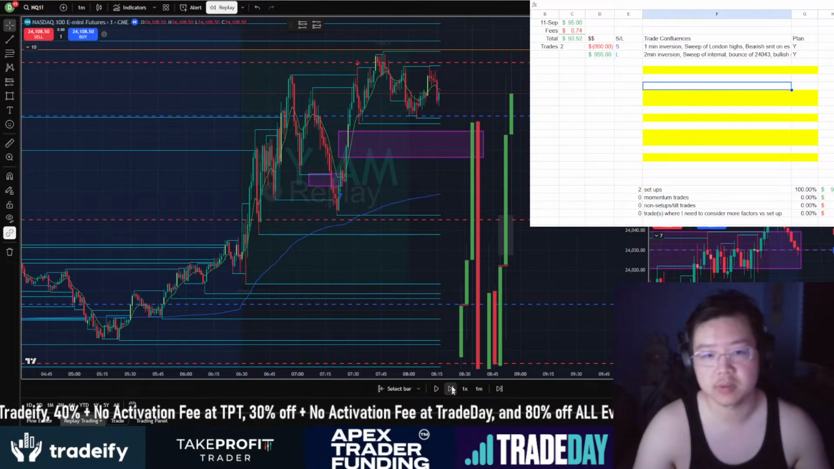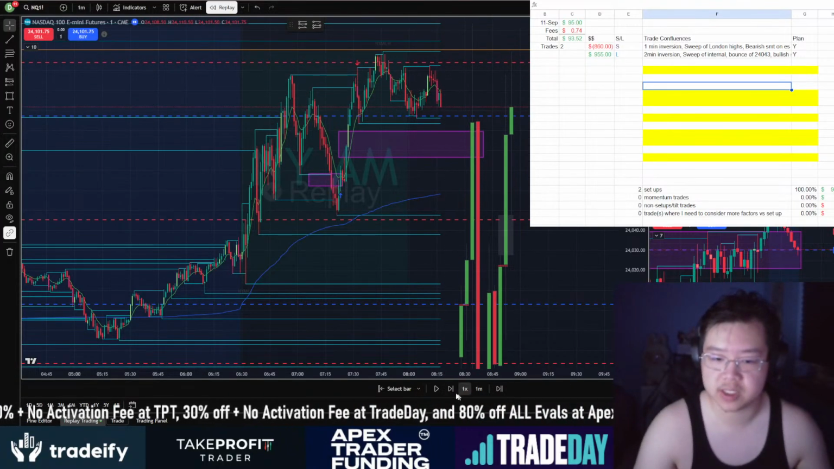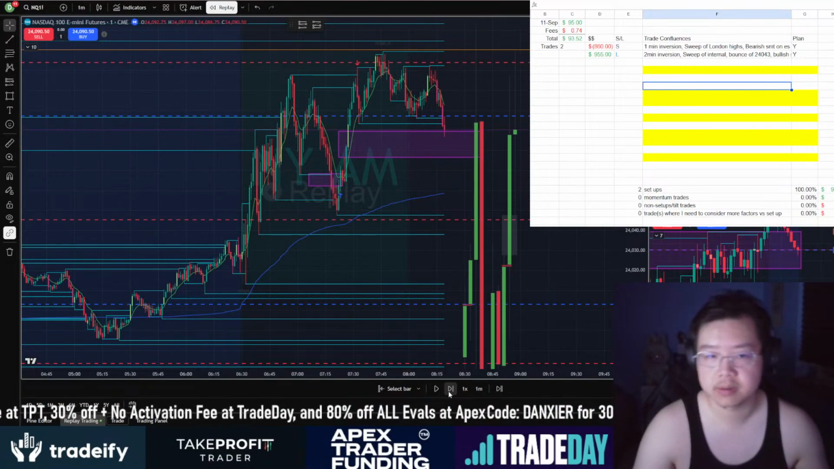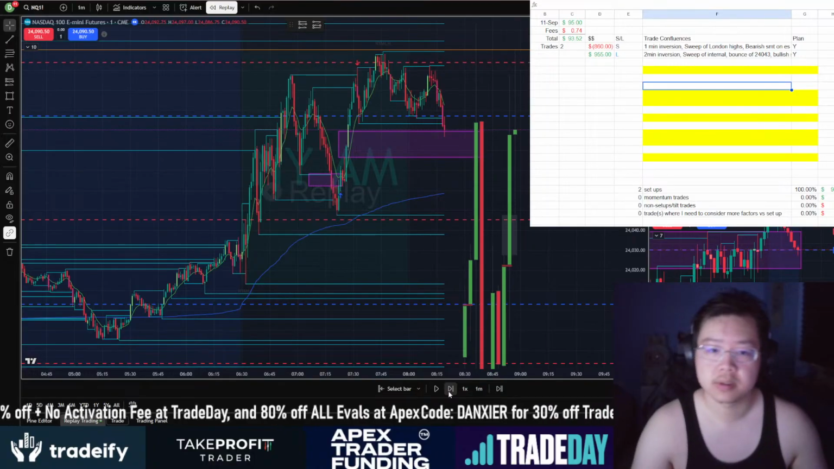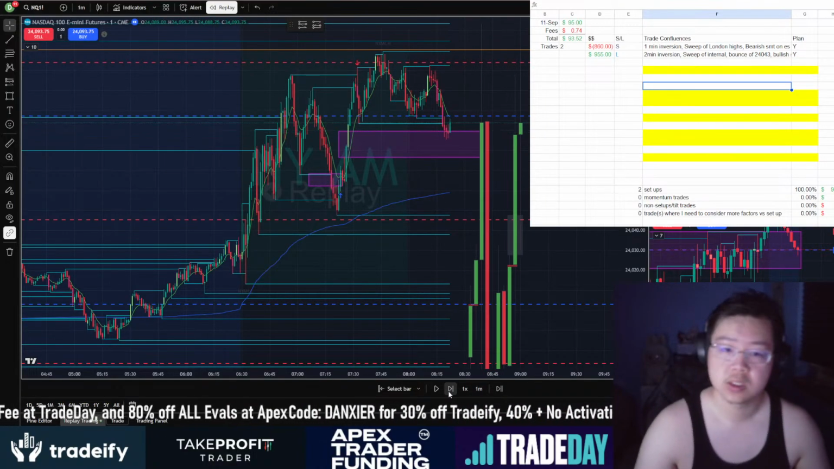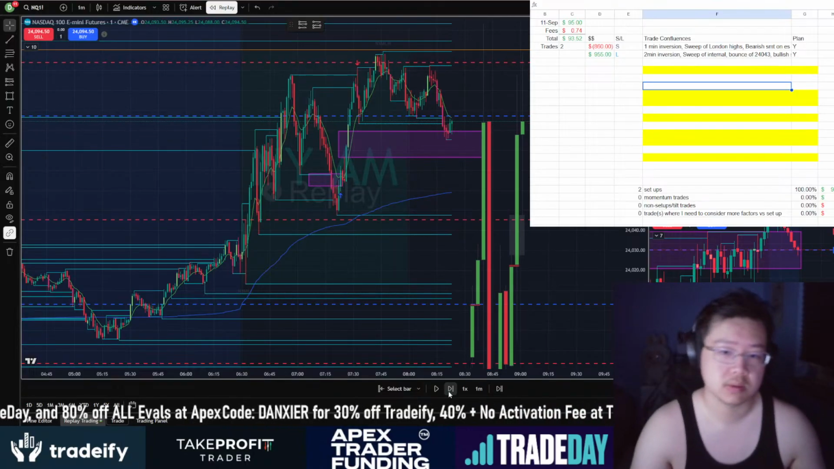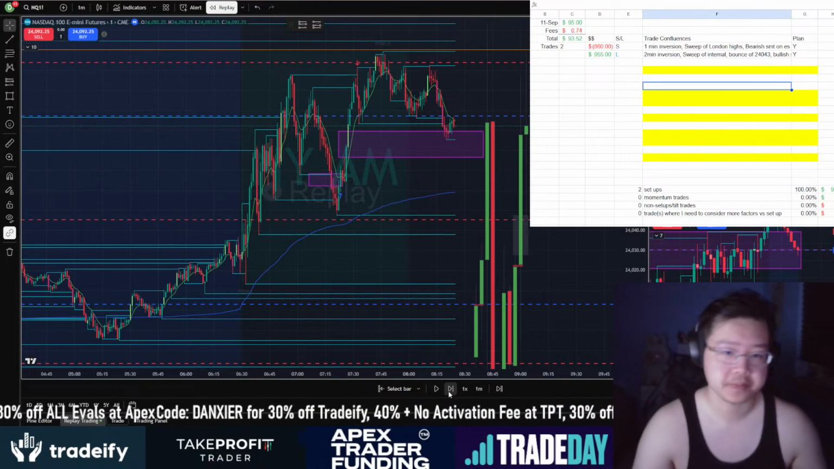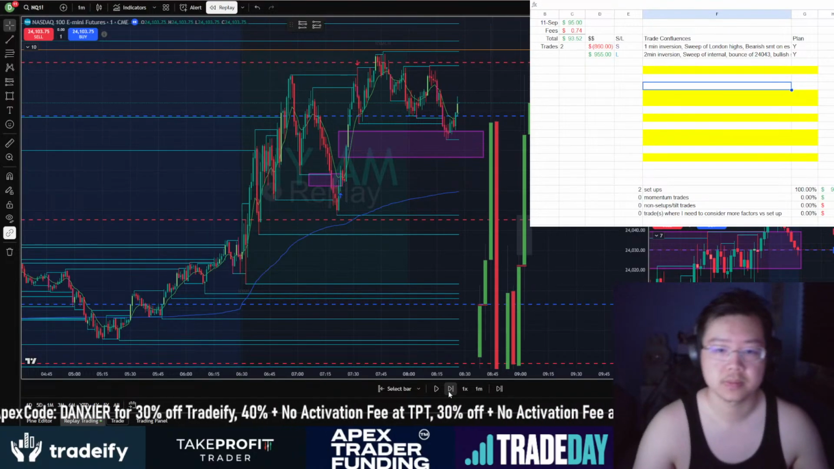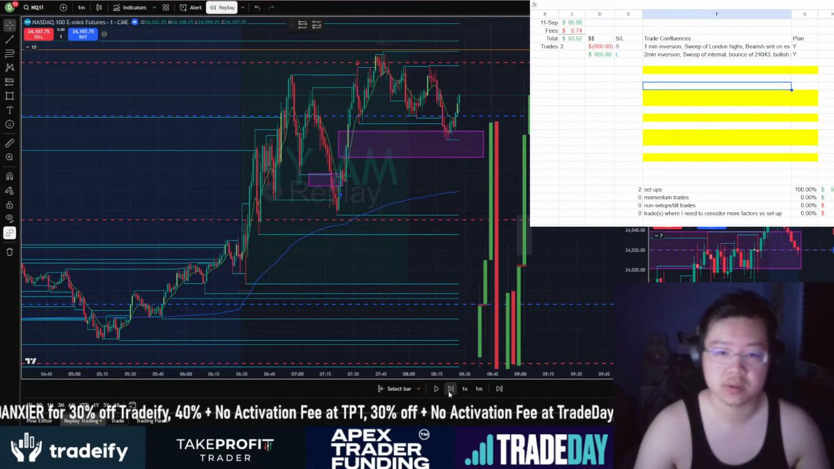Approaching 9. We have another inverse. Failed break of the top, but there we go. There we go. Can we get this inversion right here though? Not bad. Back up it goes.